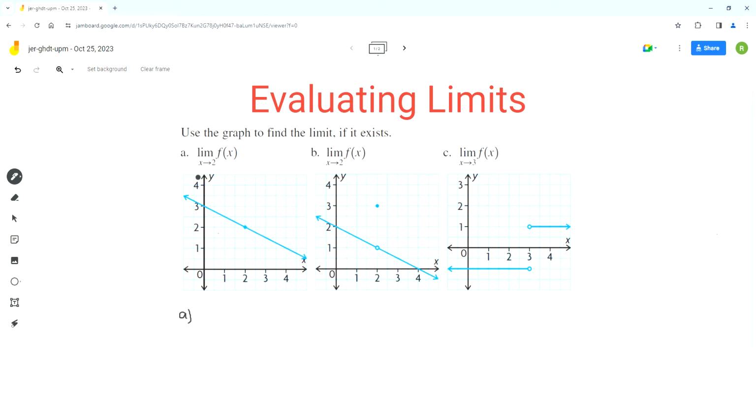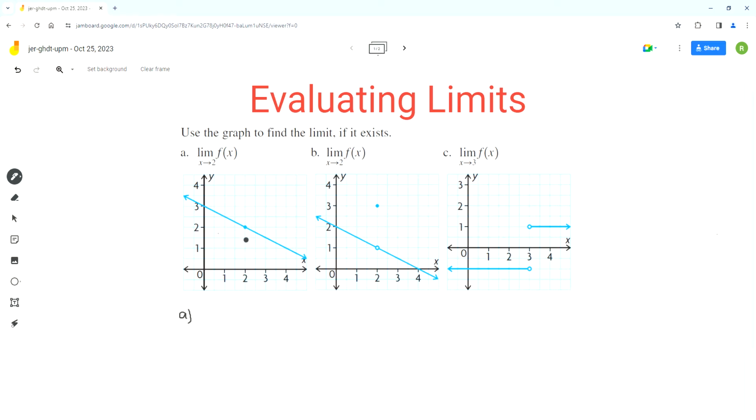Now in this case we have to calculate the limit. The limit for a function exists at an x value if the left hand limit is equal to the right hand limit at that x value. So let's analyze the behavior of this graph at x equals 2, because that's where we have to find the limit. We have to make sure that the left hand limit is equal to the right hand limit.